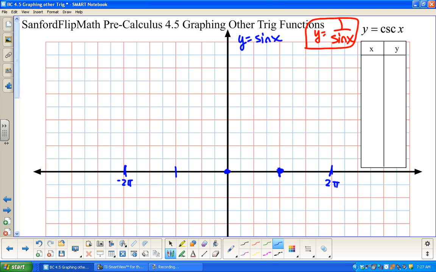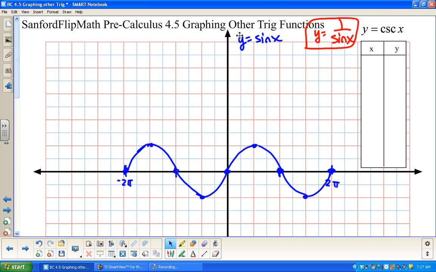Now, I'm not going to have time to do this for cosine and secant, so just understand that we can play around with it in class, but the concepts are the same. So this is sine. This is not the graph I really want to graph. This is really the reciprocals of the graph I want to graph. So what I'm going to do, sine x and then cosecant x.